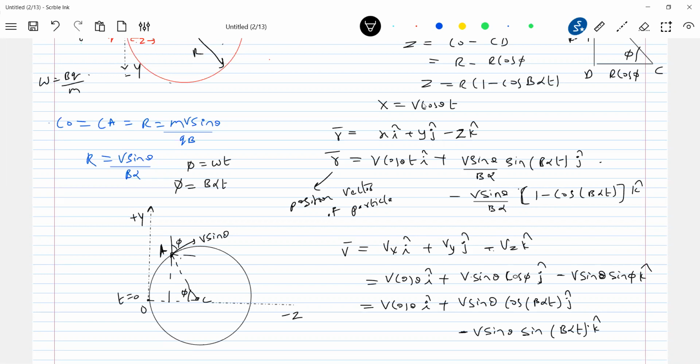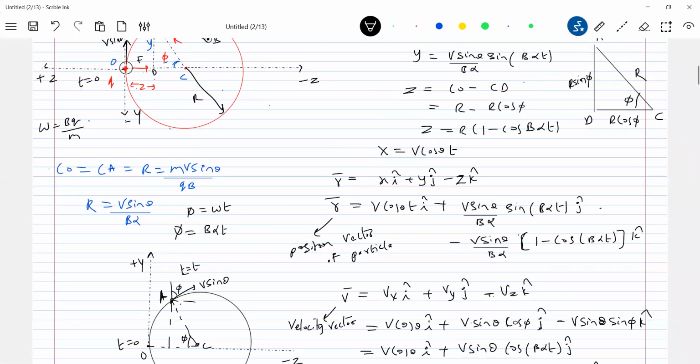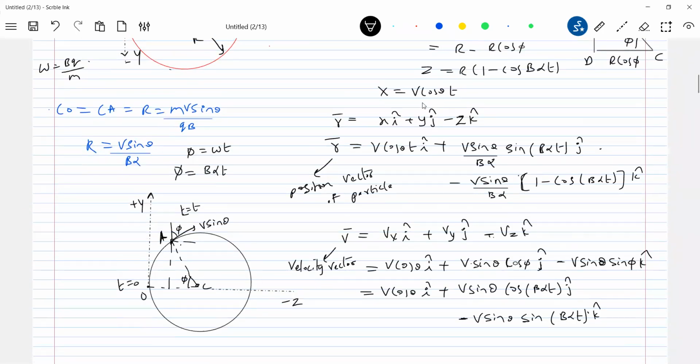So this is t equals 0. This is a time t. So when a particle moves in a helical path, do we know the position vector of the particle? Yes, this is the velocity vector. Fine. So this is the basic mathematical thing a student must have: how to predict the position vector and the velocity vector of a particle moving in a helical path.